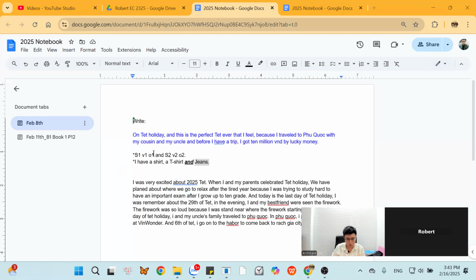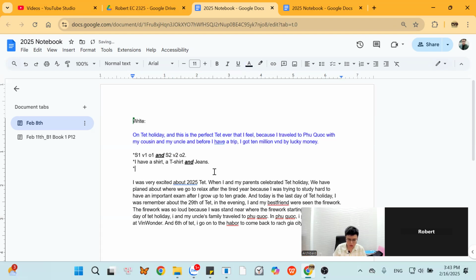First, and will connect two sentences together. Before and, this is your first sentence. After and, this is your second sentence. Please remember to look at this. This is your first sentence. And look at this: on that holiday, and this is the perfect tense ever that I feel.